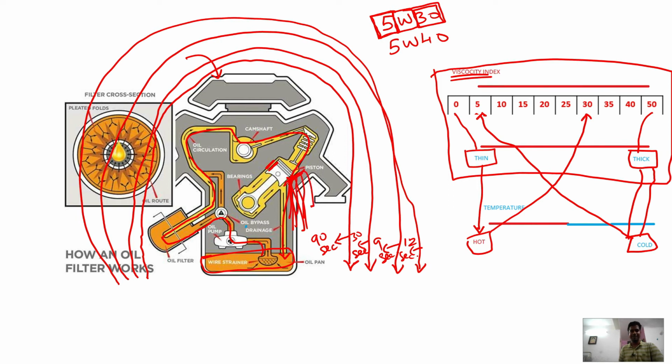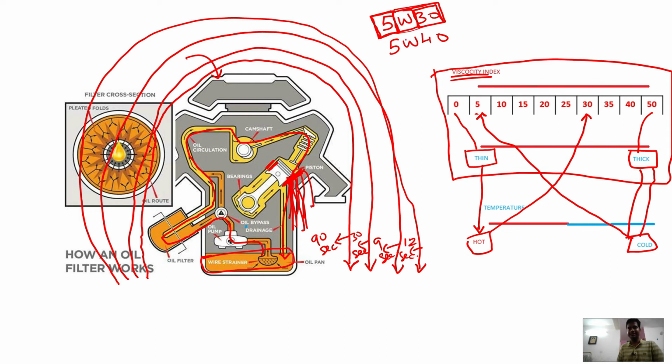You are getting what I am saying, right? So even when the engine is stressed, there will be proper lubrication because the oil has formed a thick layer here. To get that drained back to the sump, it takes some time. So obviously this piston is going to be completely lubricated throughout the process. That's what 5W30 actually means.